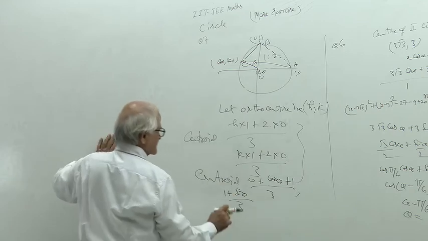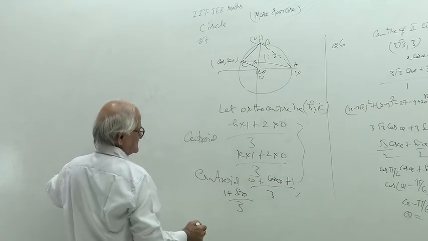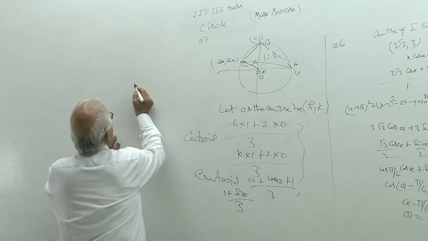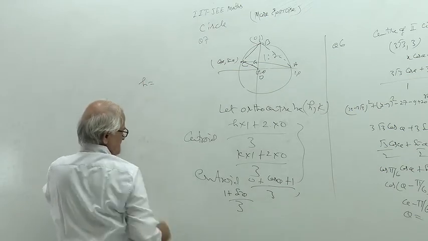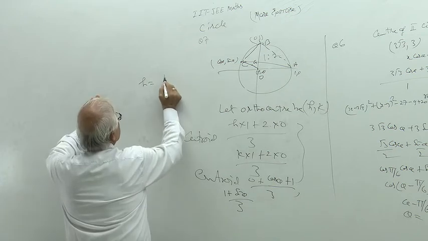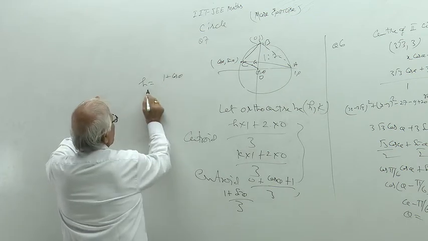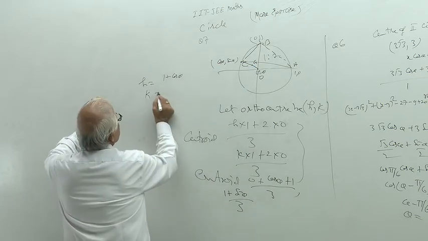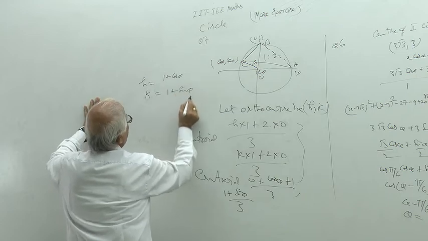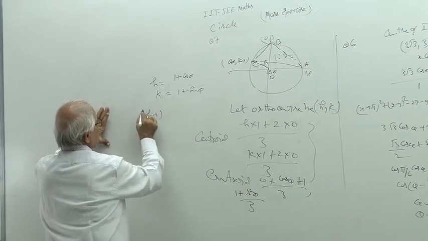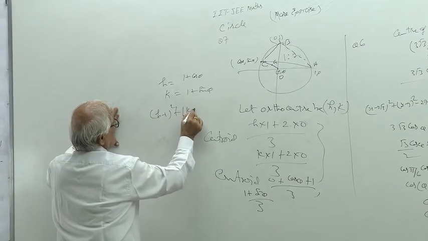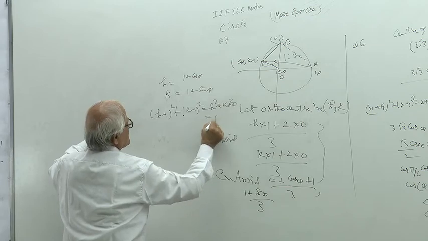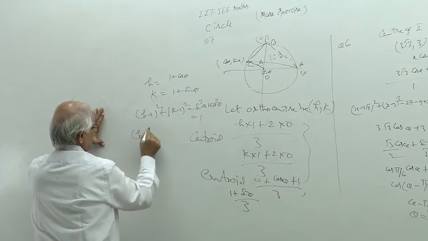Now you see here. So h is equal to 1 plus cos theta, and we get k is equal to 1 plus sin theta. Therefore, h minus 1 whole square plus k minus 1 whole square is equal to sin square theta plus cos square theta, which is equal to 1. This is the locus.